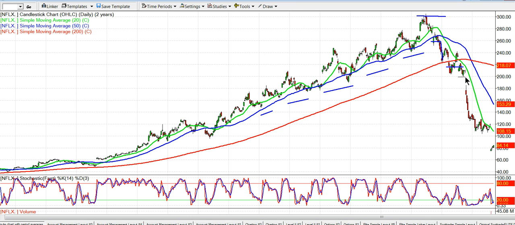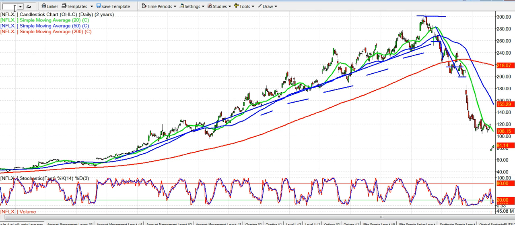As a matter of fact, if you're keeping up with the Netflix news, right in this area is where they announced they were going to have a 60% increase on the prices for their streaming video, and they were also going to separate into two separate sections between their DVD rentals and their streaming videos, so you can see what's happened since then. I just wanted to show you how you can watch this as it follows the support areas, and then what happens when it breaks down through support and what could happen after that.